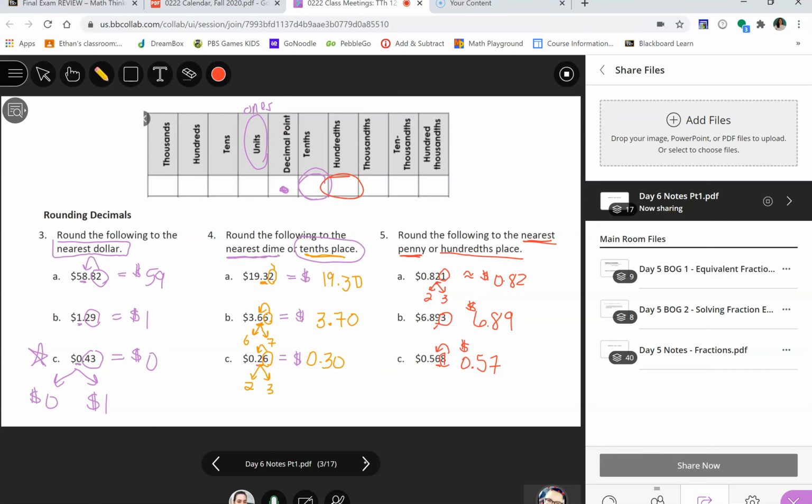And the 0 that you write in front of the decimal is optional. I personally like to write it, but MyMathLab will count it right either way. Most calculators won't include a 0 in front, but I like to put it because it helps me see the decimal point better. So, but it's totally optional. Okay, so a little bit more about rounding.